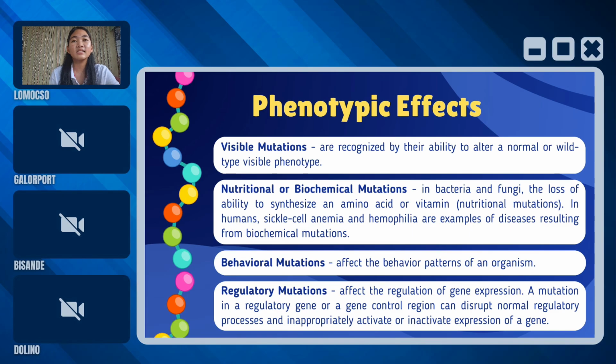Next, we have the regulatory mutations. They affect the regulation of gene expression. A mutation in a regulatory gene or a gene control region can disrupt normal regulatory processes and inappropriately activate or inactivate expression of a gene. So, for example, a regulatory gene controls the lac operon. The lac operon is a set of genes for uptake and metabolism of lactose. Mutations within this gene can produce a regulatory protein with abnormal effects on the lac operon, affecting transcription initiation, mRNA splicing, and mRNA stability, and may occur in splice junctions or promoters.